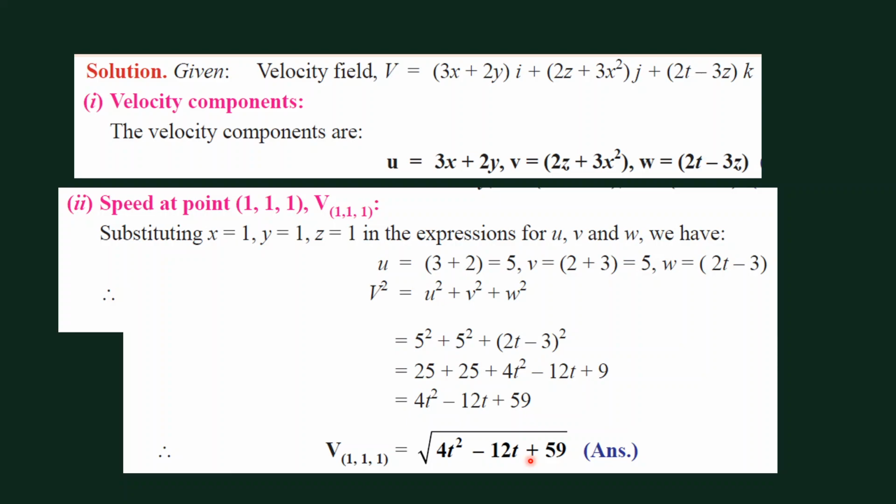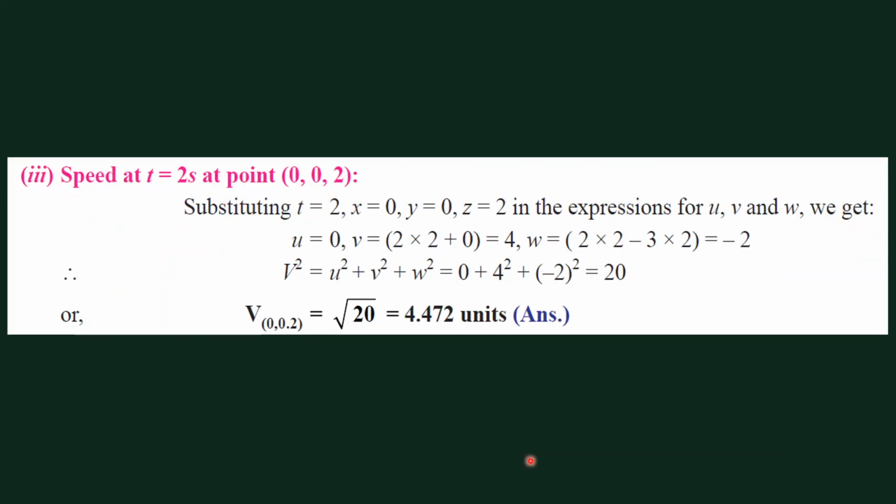Now, the final part is speed at t equal to 2 seconds at point (0,0,2). That means x equals 0, y equals 0, and z equal to 2 at time equal to 2 seconds. So similarly, you just put t equal to 2, x equals 0, y equal to 0, and z equal to 2. And putting all those things wherever applicable, you get the velocity magnitude or the speed as 4.472 units. Here we have written units because the actual units of x, y, z, and t are not specified.